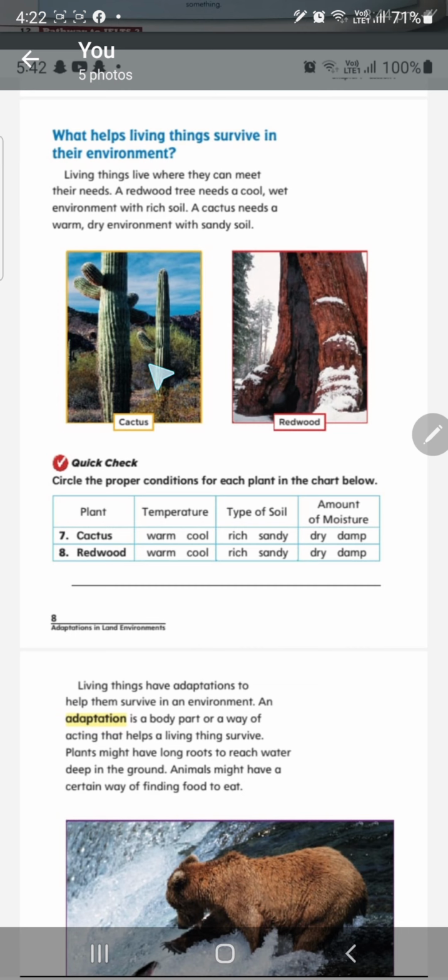What about cactus? A cactus needs a warm, dry environment. So where can you find the cactus? Some desert, no problem, with sandy soil. Where can you find the sandy soil? Desert. So we can find the redwood in the forest and the cactus in the desert. Why? Because the redwood needs a cool weather, wet environment, rich soil. What about cactus? It needs sandy soil, warm, dry weather, dry environment. So you're going to find it in the desert.